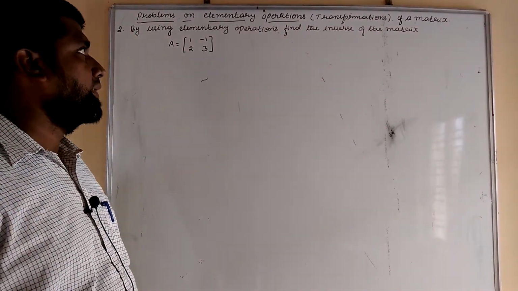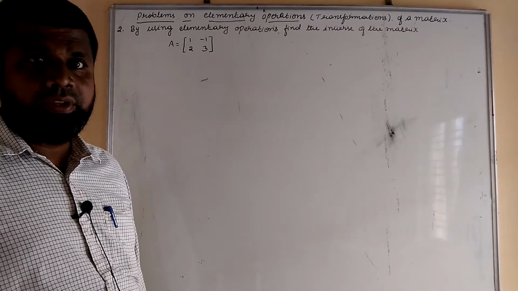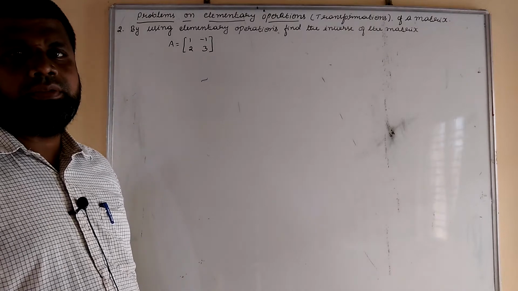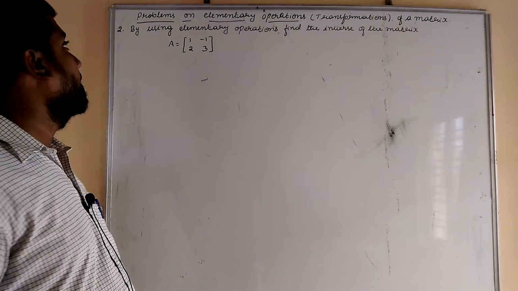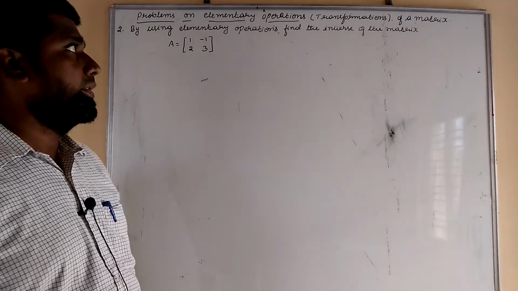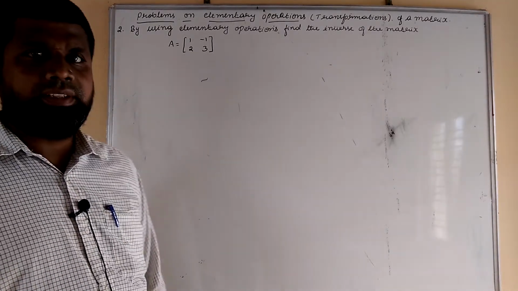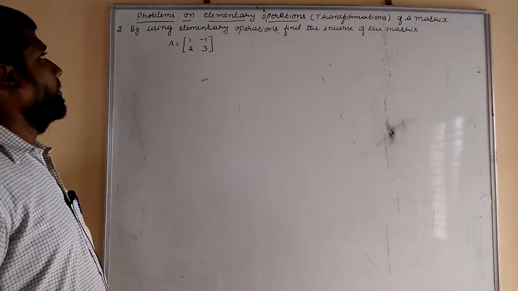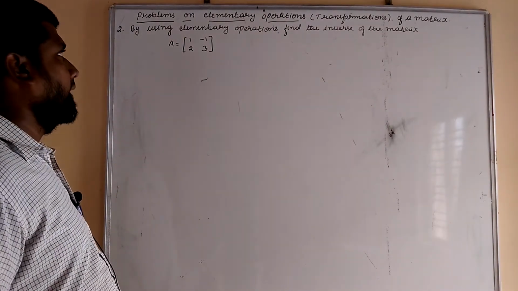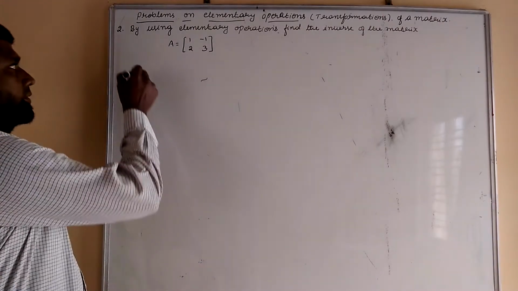In the previous class, we discussed the elementary operations, the three operations, then the definition of an invertible matrix, and did one problem on elementary operations. So let us go for the next problem. By using the elementary operations, find the inverse of the matrix. He has given the matrix A. So let us solve this one.